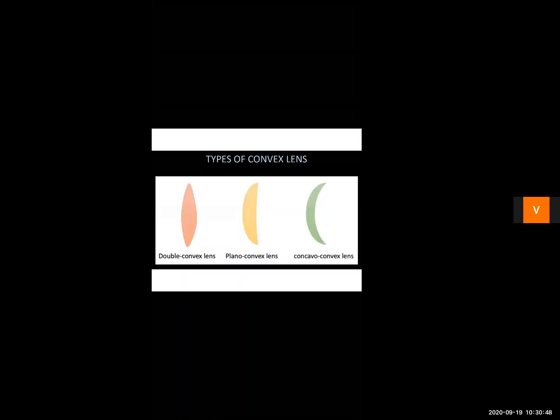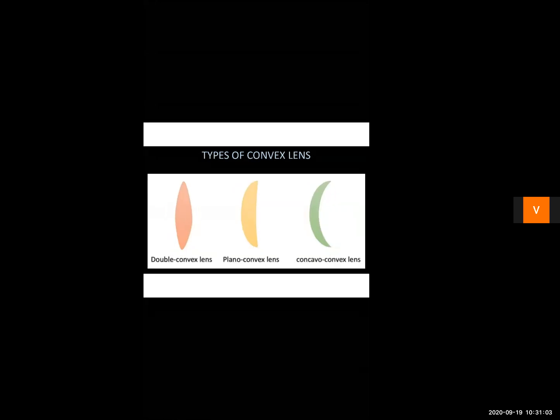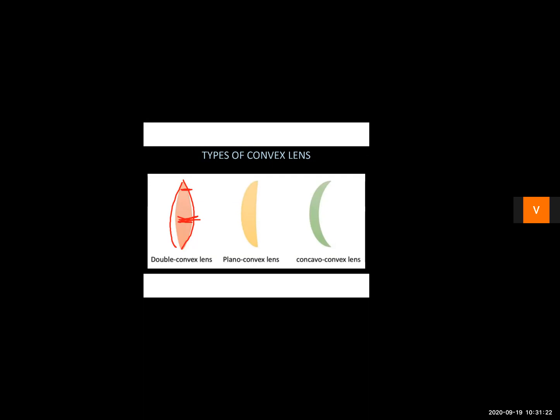So children, depending on the shape of the spherical surface of the lens, the lenses have been categorized. For example, if you see the first one, in this both the surfaces are spherical and they are such that the middle part is thicker as compared to the edges. So this is your double convex lens, which in simple terms we call convex lens, right? This is your simple convex lens.